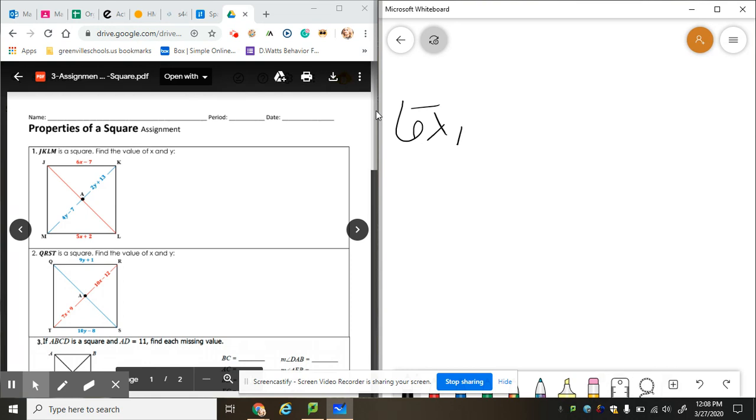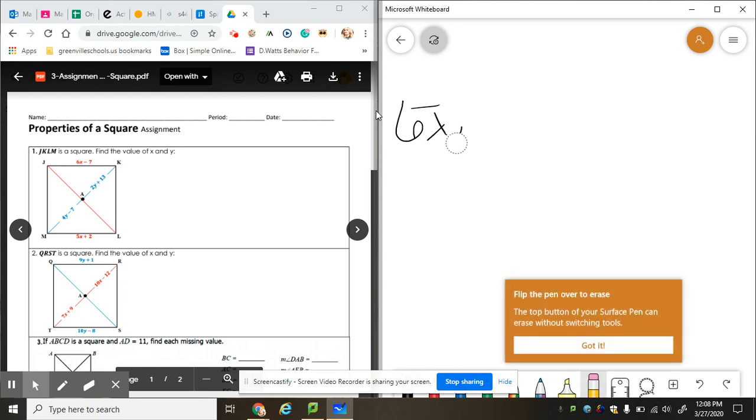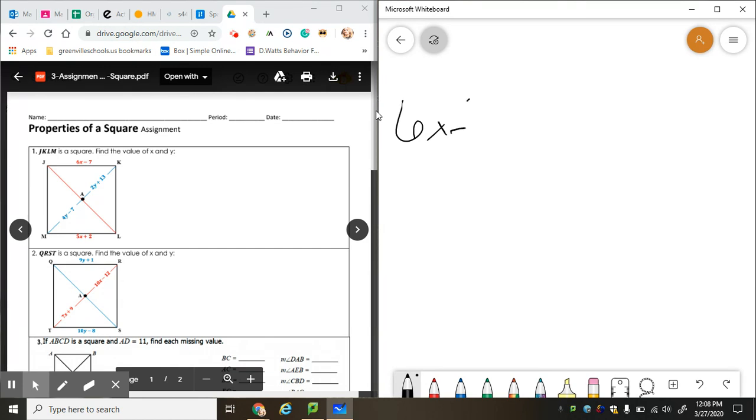6x minus 7 is equal to 5x plus 2. Okay, so from there you can solve this equation. Find the two sides, find the x's, just like that.